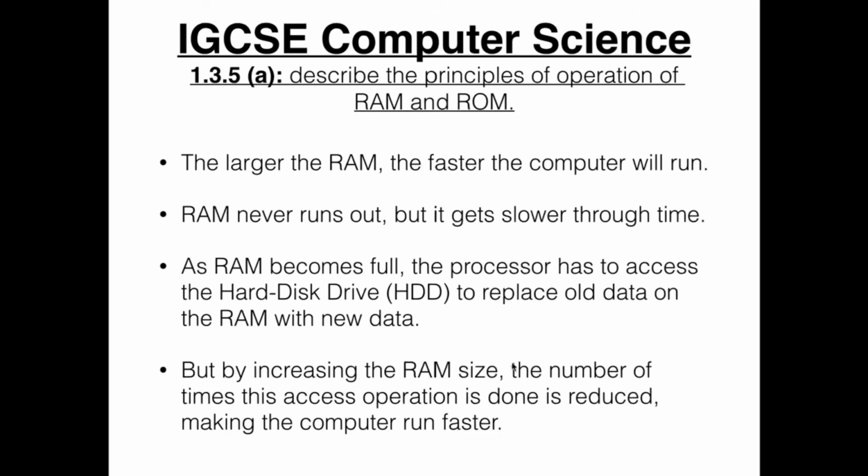By increasing the RAM size, the number of times this access operation is done is reduced, and this makes the computer run faster. Before that, I should say that a HDD, or hard disk drive, is secondary storage. When the primary memory, the RAM, gets full, the processor can't keep adding data to the full RAM, so it's going to have to replace old data with new data. It has to access the hard disk drive on the computer to do that.